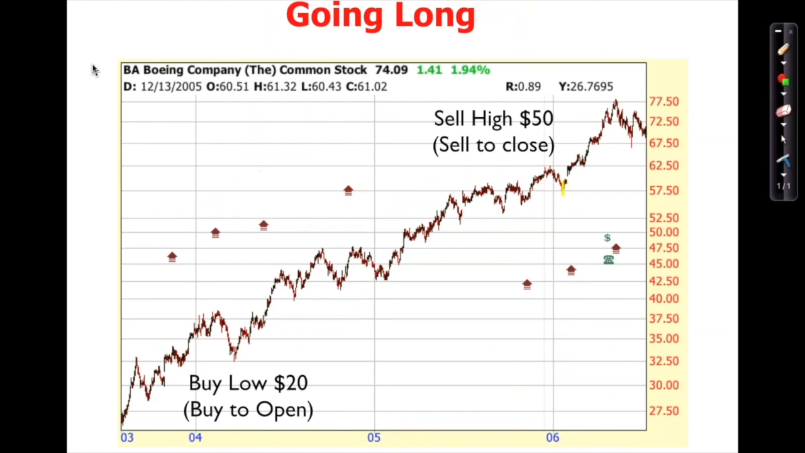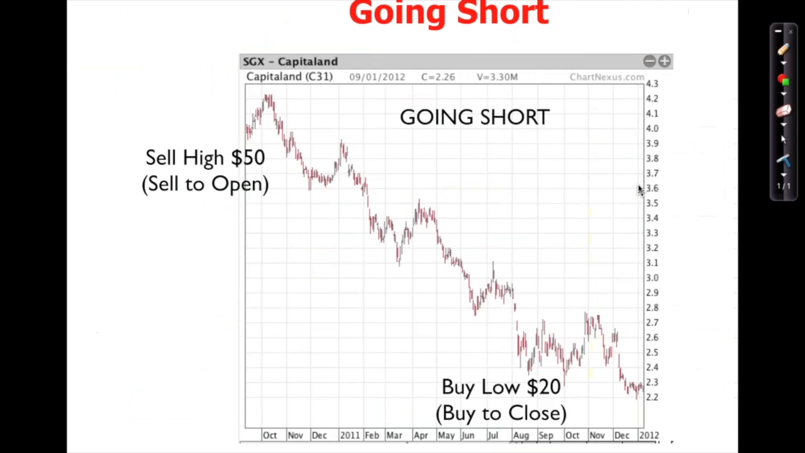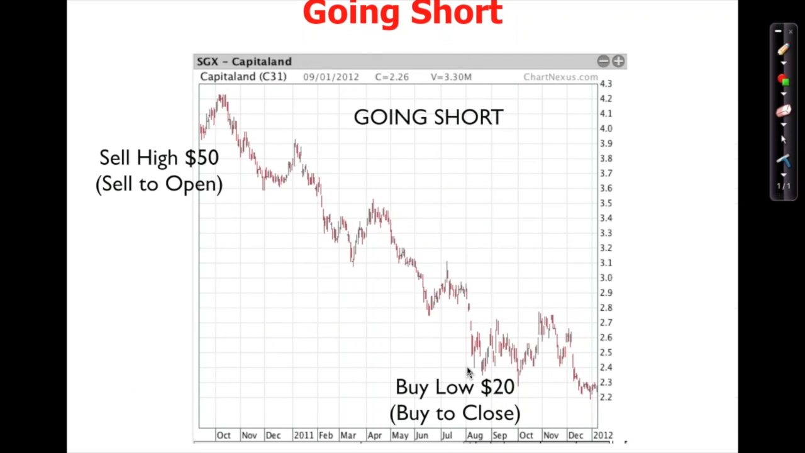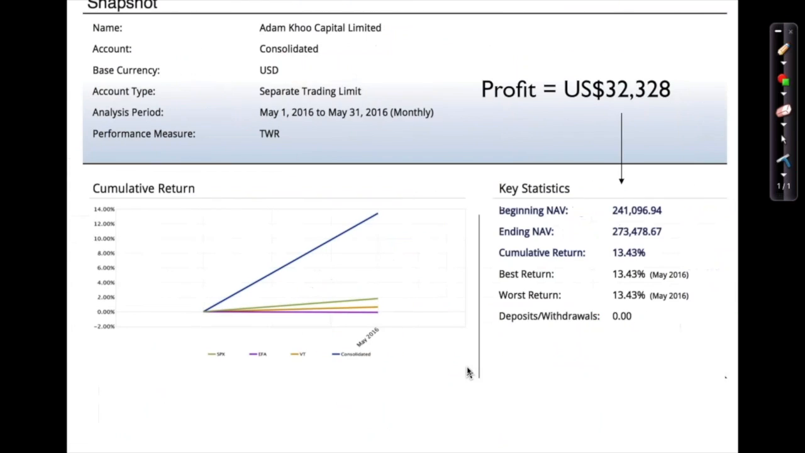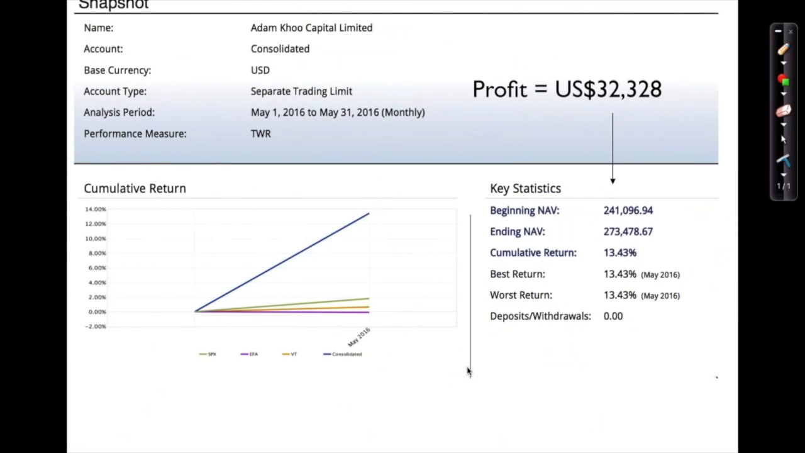So let me just revise that with you guys. There are 2 ways to make money. You can either go long, buy low, sell high, or you can go short, sell high, buy low. Whatever it is, we don't care. We follow the trend, we make money. And that is how you make money consistently almost every month, almost every year.